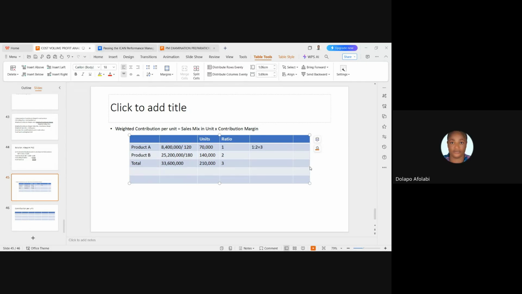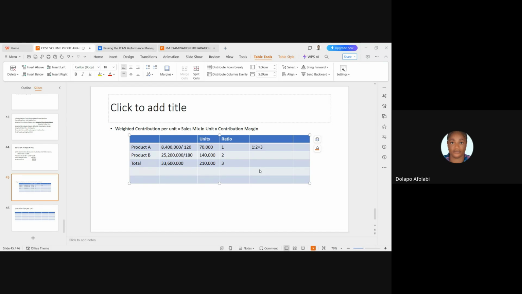Okay, sir. What we are looking for is the sales mix. And sales mix is the individual products divided by the total products sold by the company. So that they do not get more confused, because it's not everybody that will know ratio. So many people are confused about ratio.